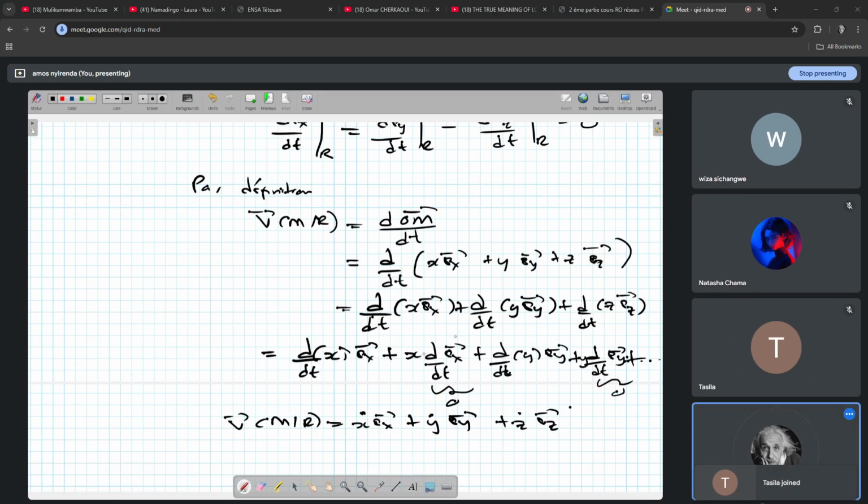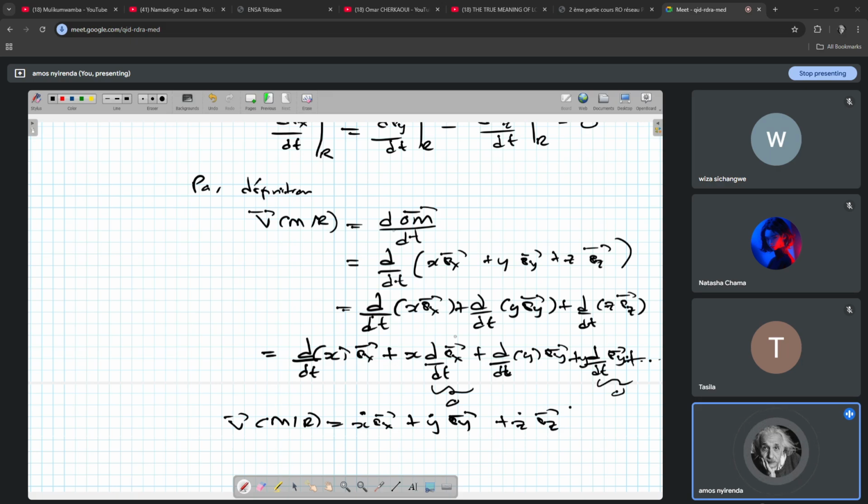So, we have a product of functions. If you remember from your mathematics lessons from grade 12, when we have a product of functions, how do we differentiate? We apply the product rule, right? We apply the product rule.